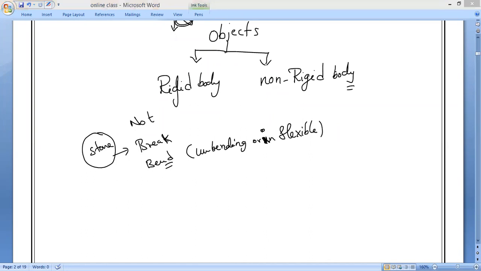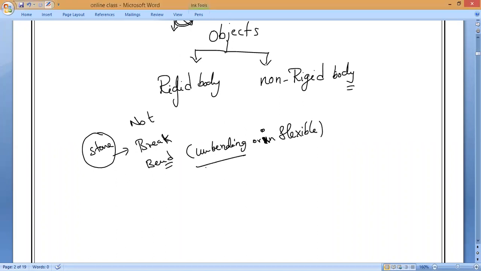Now you tell me, what do you mean by a rigid body? You can understand easily. For example, I have given you one metal container, one bowl. Is it possible to bend it with your hands? Is it possible to make it flexible? Please respond. No. So any substance which is not possible to bend, or which is unbending or inflexible, what do we call that body, guys? Rigid body. Understand? Any object.